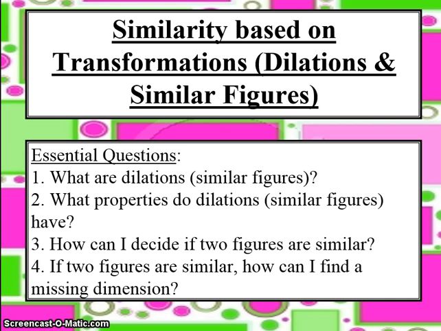This lesson is titled Similarity Based on Transformations. In this lesson we're going to learn about one more transformation called a dilation, and we're going to learn about the result of a dilation called a similar figure. So our essential questions are: what are dilations, which are also known as similar figures? What properties do dilations or similar figures have? How can I decide if two figures are similar? And if two figures are similar, how can I find a missing dimension?